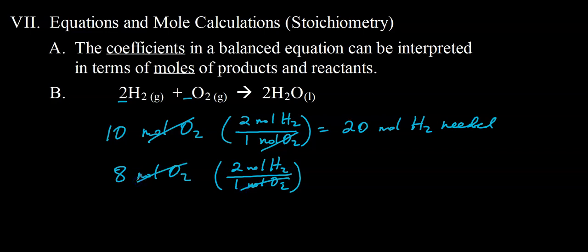But what did I ask for originally? I said how many grams of hydrogen would be needed to react with 8 moles of oxygen. And so at this point, we know moles of hydrogen. We can convert to grams of hydrogen by using molar mass.